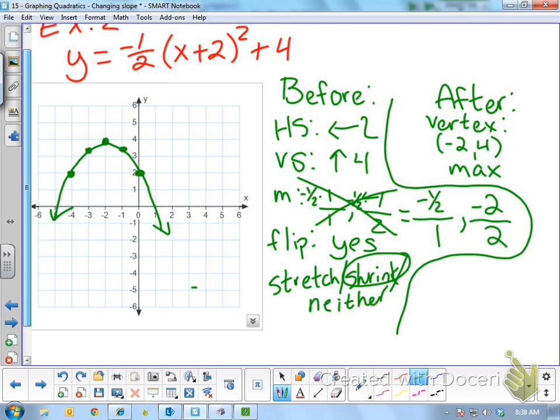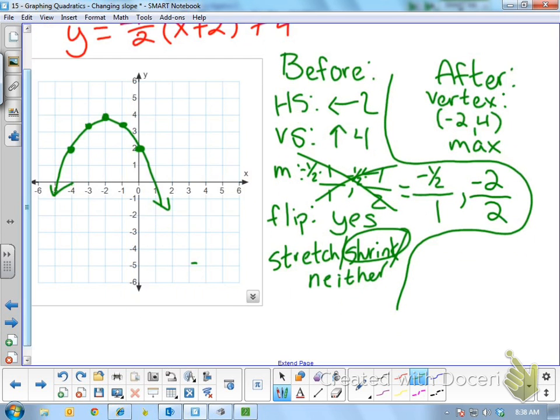We had to name axis of symmetry, and we have to also draw it in. Axis of symmetry is that vertical line where we could fold our quadratic in half. So it always starts x equals. And then what did we say we use every time? The x value of the vertex. So -2.